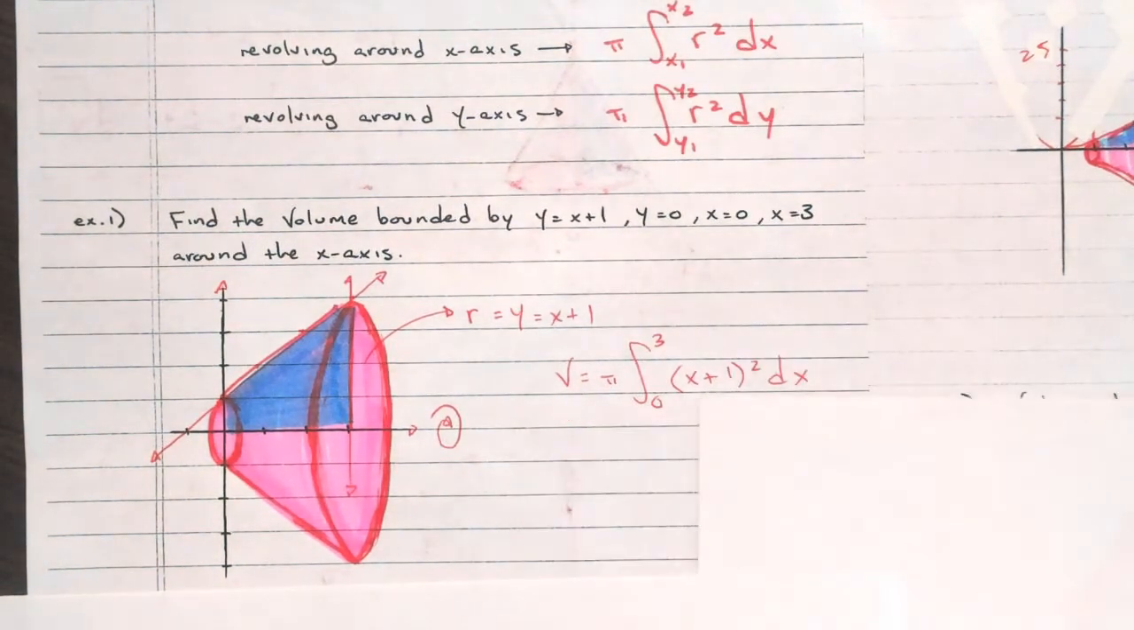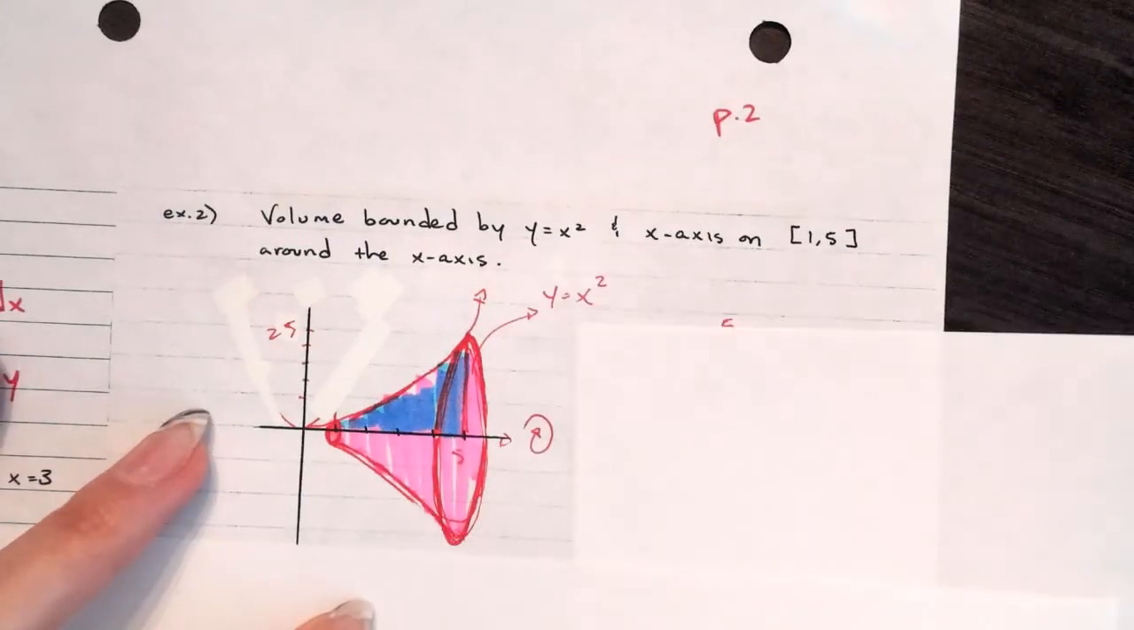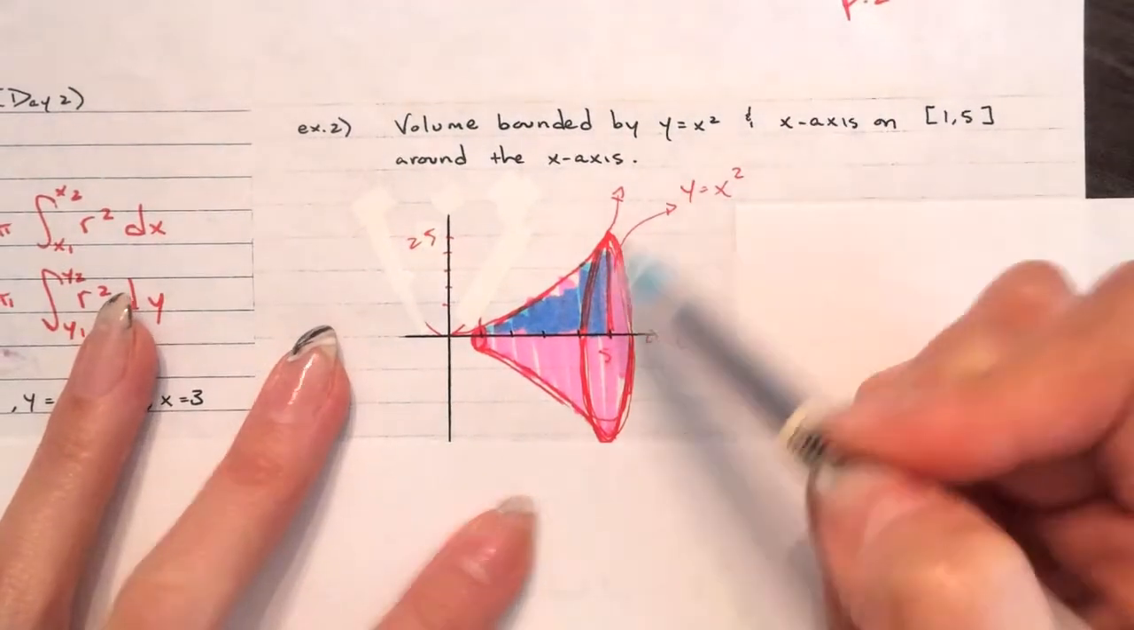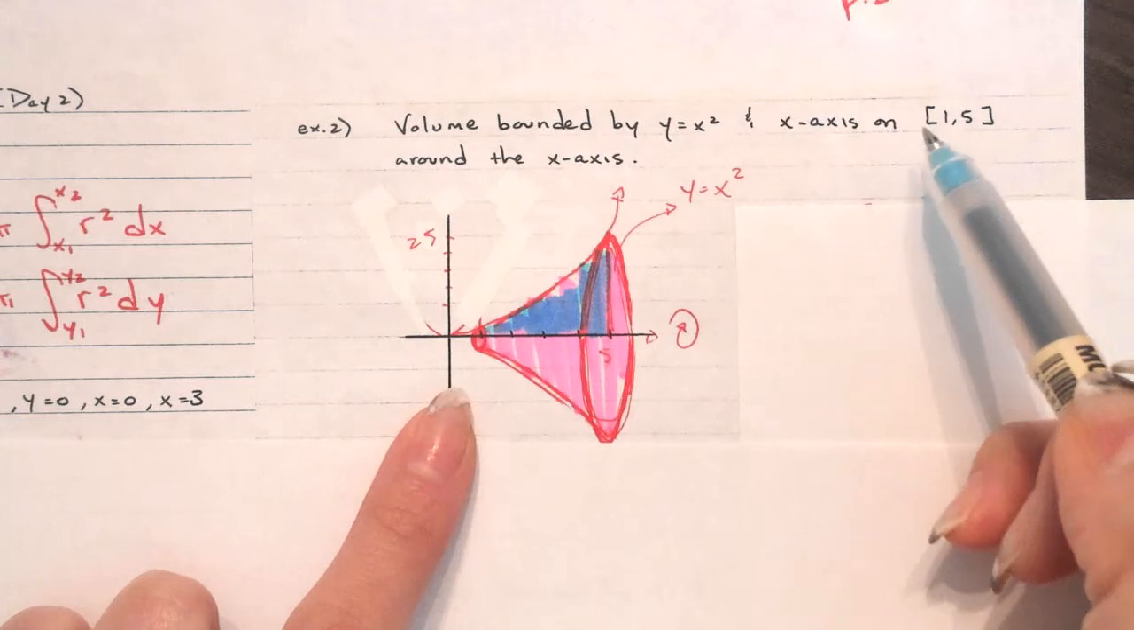Okay, for the next one, when you're graphing this, guys, you're thinking about, see how I made a mistake? Okay, you're thinking about, I want to go from 1 to 5.